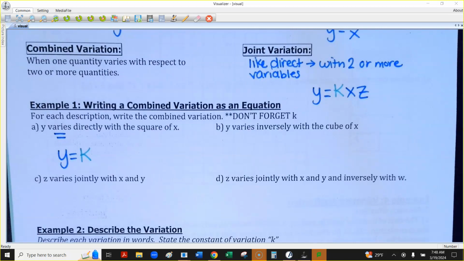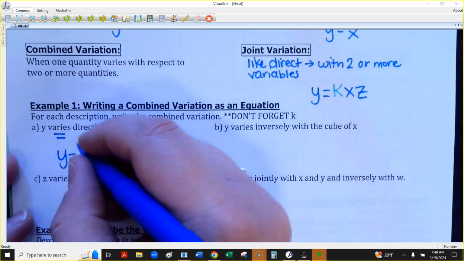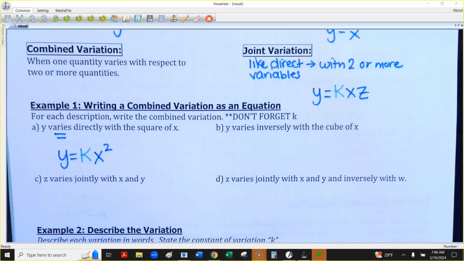And then it says directly with the square of x. How would you write the square of x? What am I doing if I square something? An exponent of 2. Okay, this is just x squared. Square of x would just be x squared. That's all it would be.